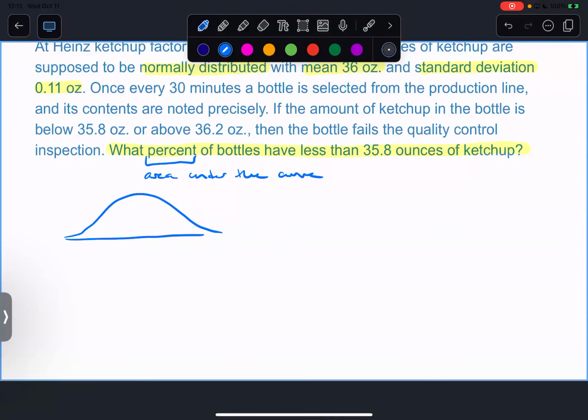Close enough. Then I can draw my center. Centered on 36, I'll put mu equals 36. And then somewhere around there, I like to put sigma as 0.11. It's more of a note. I don't incorporate it into my drawing. That would be too much work.